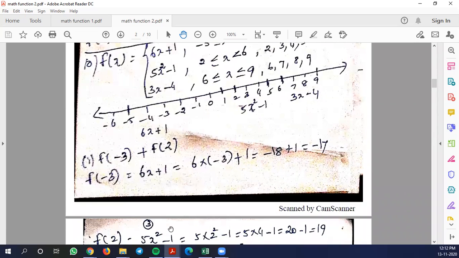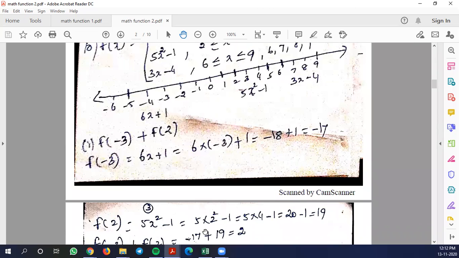So it is 5x square minus 1. So 5 into x square, in the place of x it is 2 square minus 1. 2 square is what? 4. 5 fours are 20 minus 1, it is 19.